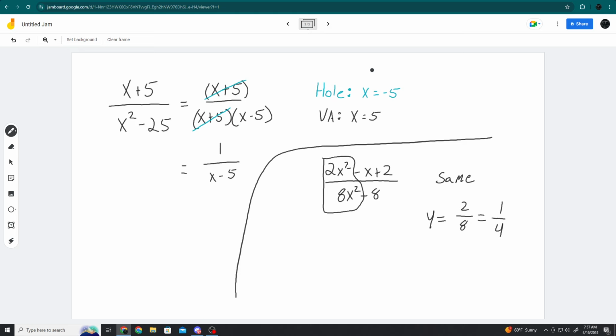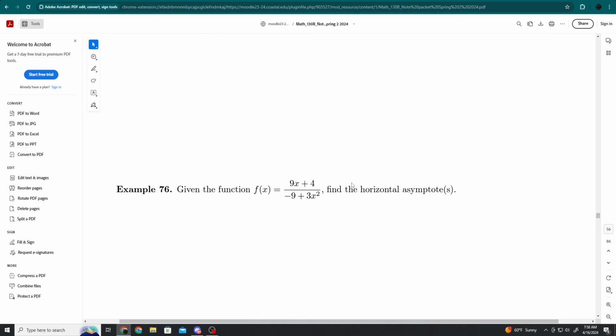Now, just point this out. Vertical asymptotes are x equals things. It's always x equals a number. Horizontal asymptotes are always y equals a number. So just keep that in mind when we're writing our horizontal asymptotes, that we are doing y equals instead of x equals. That is a very big thing. So in this case, we have the same exponent, we divide leading coefficients, and we're done. Let's look at the next one.